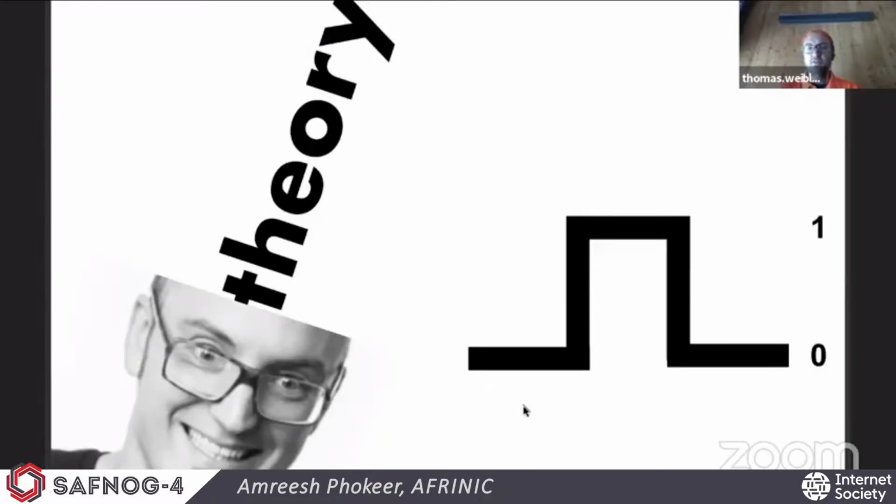So what you see here on the slide, beside my head and the word theory, is a rectangle shape of a signal. And this rectangle shape represents a signal having two events. On the right side, you see the event of 0 and 1, and this represents 1 bit, basically. So we got an event of 0, and we got an event of 1, and this gives us a signal.